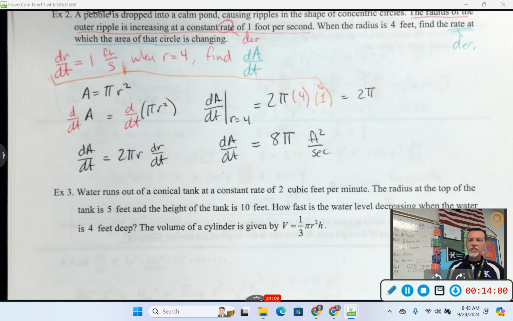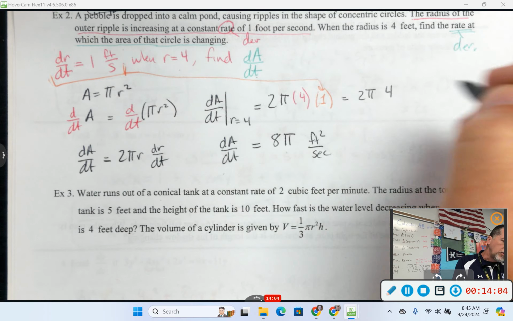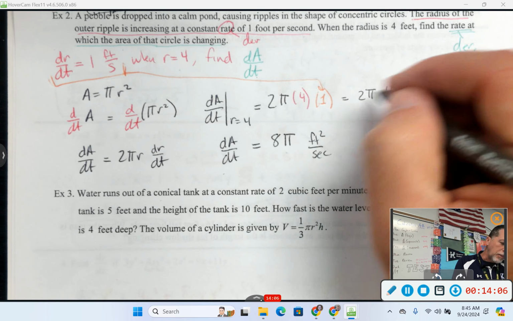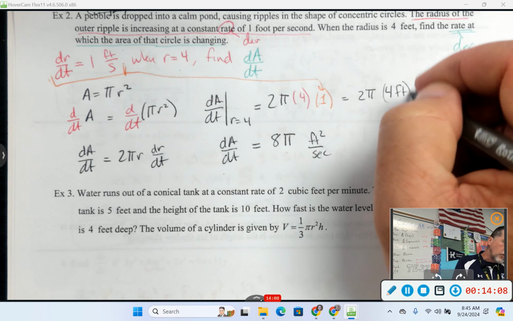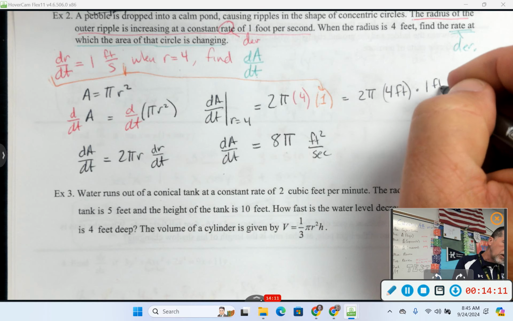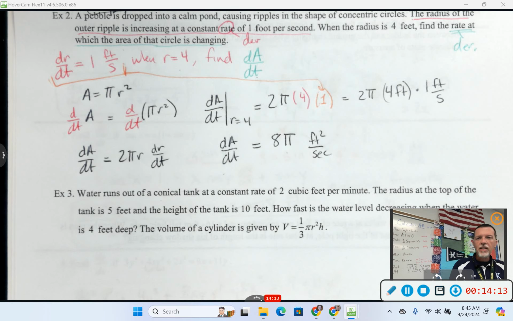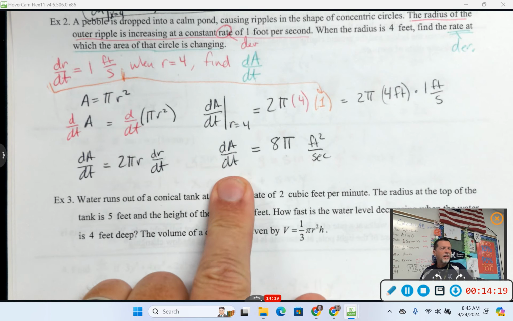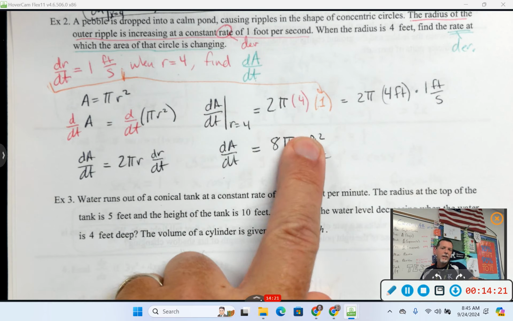We can check the other side. I only plugged in the numbers. I didn't plug in the units. But you can also get the units by plugging in the units. So 4 feet times 1 foot per second is feet squared per second. But that's kind of the harder way. The easier way is to just, you want A over T, so it's got to be feet squared per second.